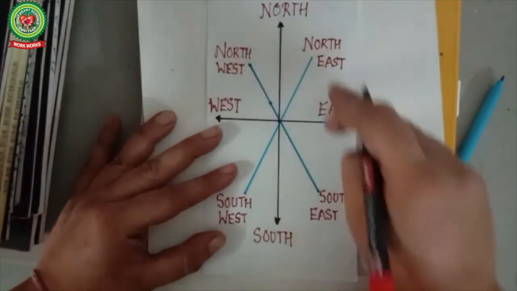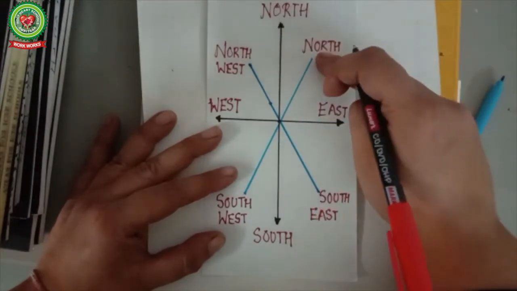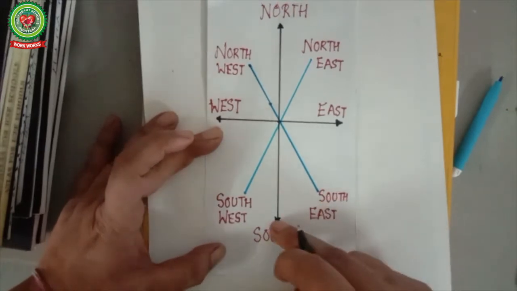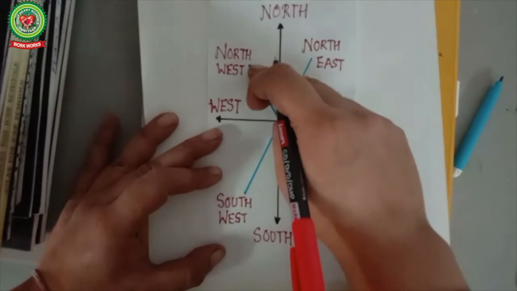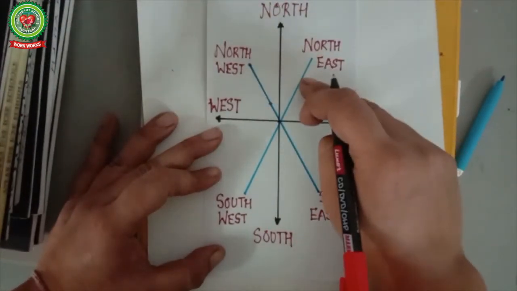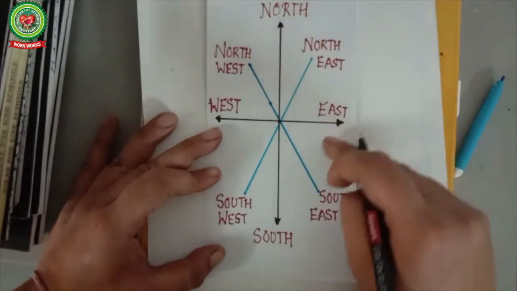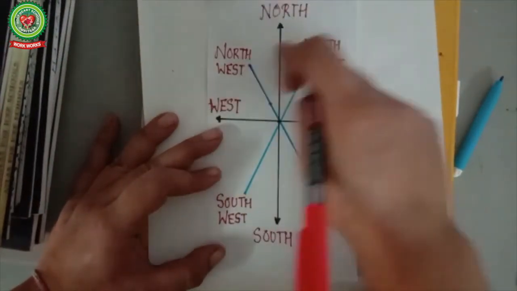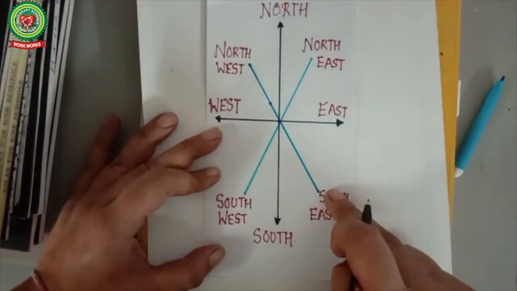So there are total 8 directions: north, northeast, east, southeast, south, southwest, west, northwest. So these 4 which I have drawn between the main directions, that is between the 4 main cardinal points, north, east, south, west, are termed as 4 intermediate directions.